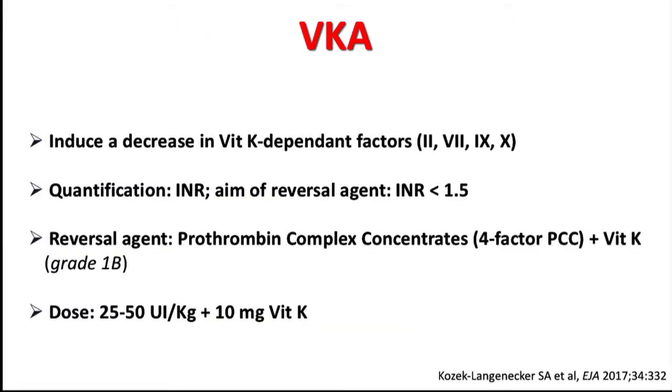So regarding the vitamin K antagonists, the VKA, they induce a decrease in vitamin K dependent factors that you have here. And the quantification is quite easy, the INR. The aim is to reverse and to have a target INR below 1.5. That can be achieved quite quickly with the prothrombin complex concentrates, the 4-factor PCC, and you add vitamin K to it. So the dosage is 25 to 50 units per kilo of PCC, in addition to 10 milligrams of vitamin K.